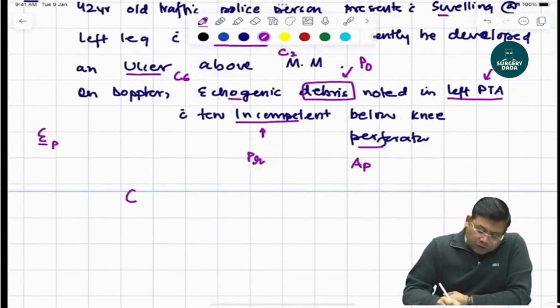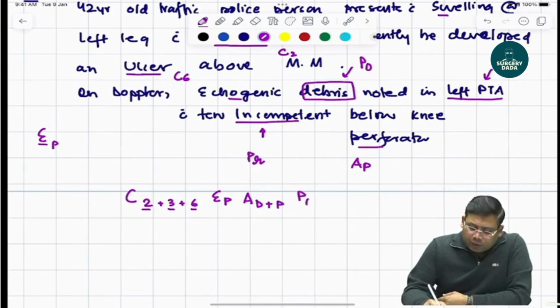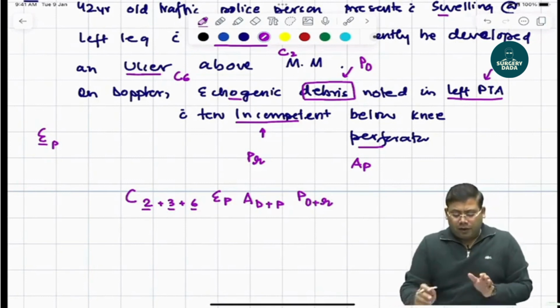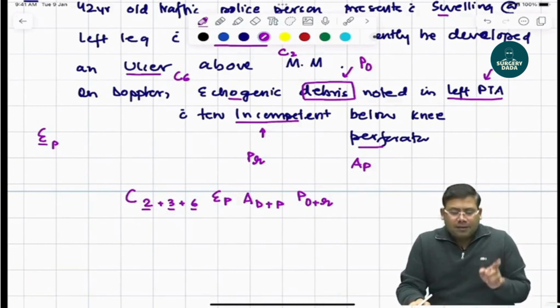P. So C, if we see 2 plus 3 plus 6, why? Varicose, edema and active ulcer. Etiology is primary. Anatomy is deep venous system because of the posterior tibial and the perforators. And when we talk about pathophysiology, obstruction due to debris and reflux due to the perforator. So this is the ideal correct way of representing the CEAP for this patient.